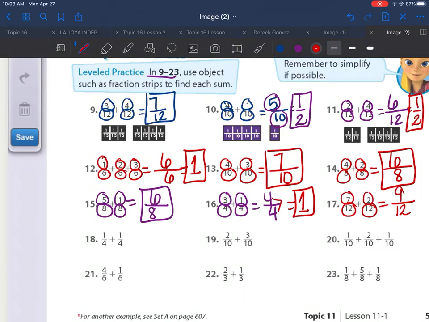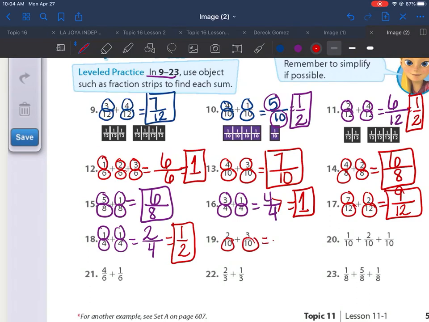Number 17, denominator stays the same. So I have 12. 7 plus 2 is 9. 4 plus 4 is, 4 plus 4, you see? Ms. Garcia was making a mistake. When we're adding, we do not add the denominator. The denominator stays the same. 1 plus 1 is 2. 2 is half of 4, so it becomes 1/2.